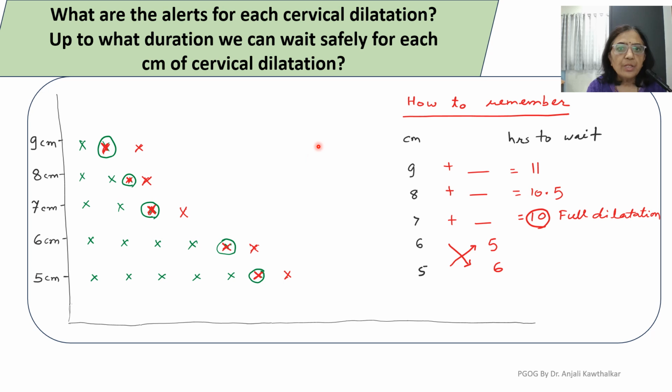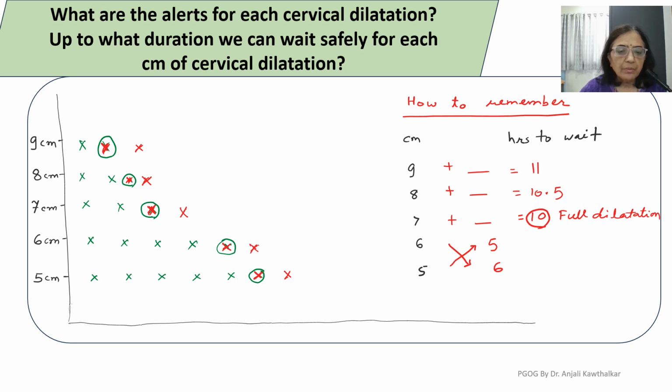What are the alerts for each cervical dilatation by this LCG, or up to what duration can we wait safely for each centimeter of cervical dilatation by using the labor care guide? It changes from centimeter to centimeter. For 5 centimeters, we can wait safely for 6 hours. You can remember it like that.